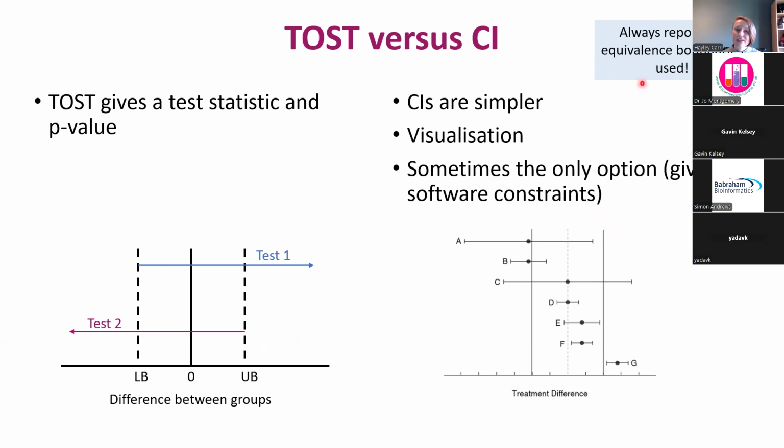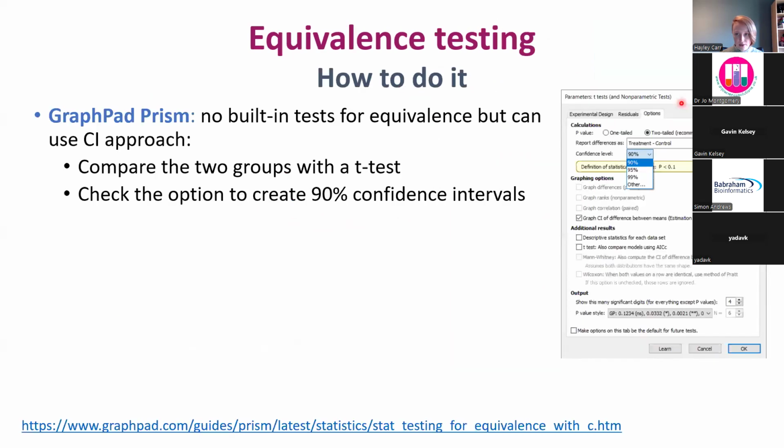And I've put a note that no matter which one you use, you always want to report the equivalence boundaries used, because obviously that will affect whether or not it is significant, depending on how you came up with those.